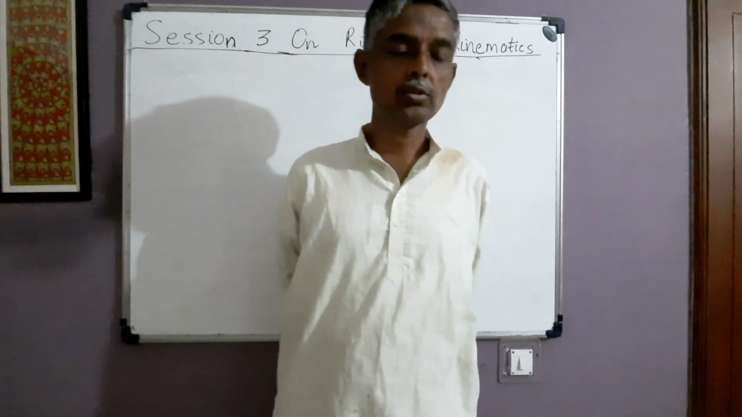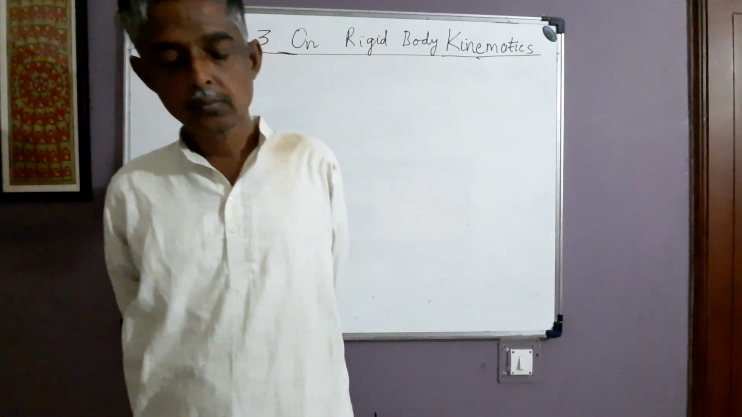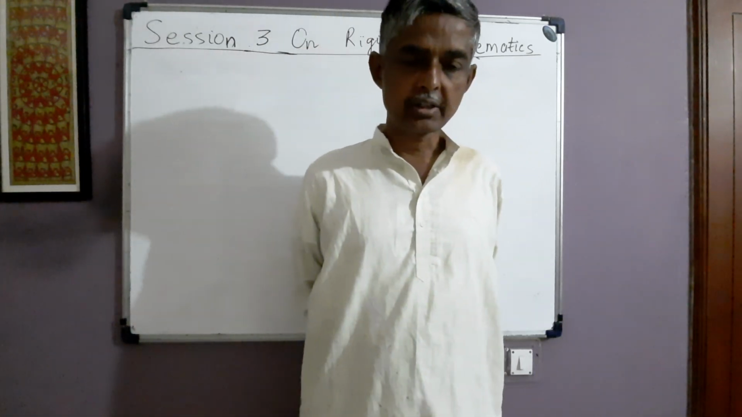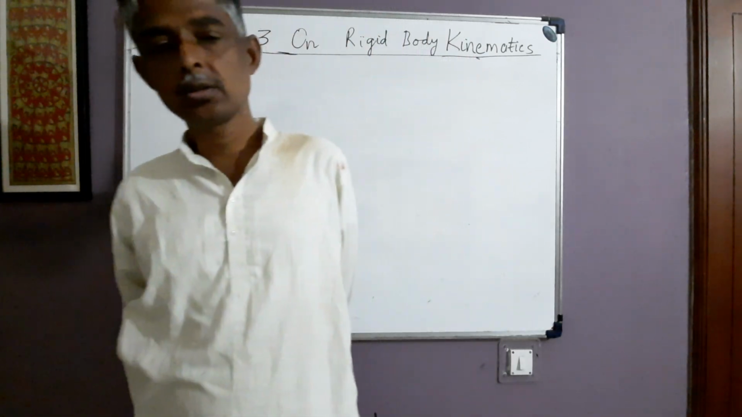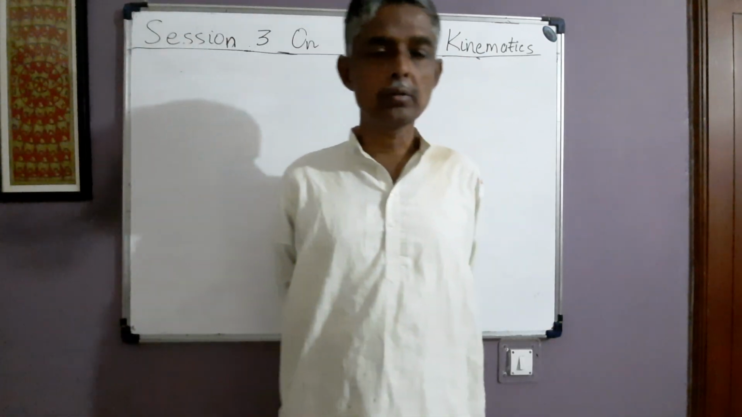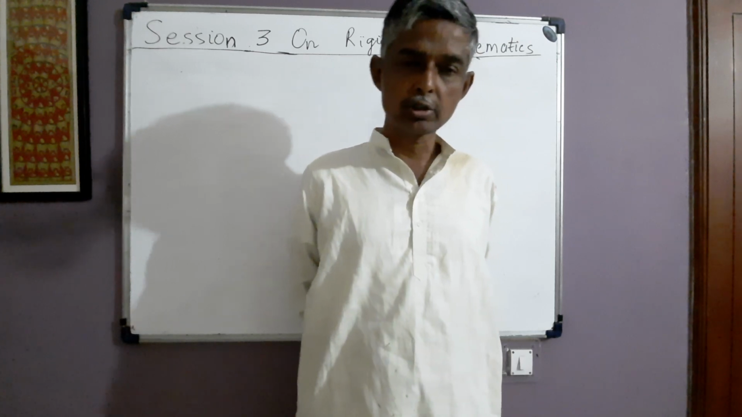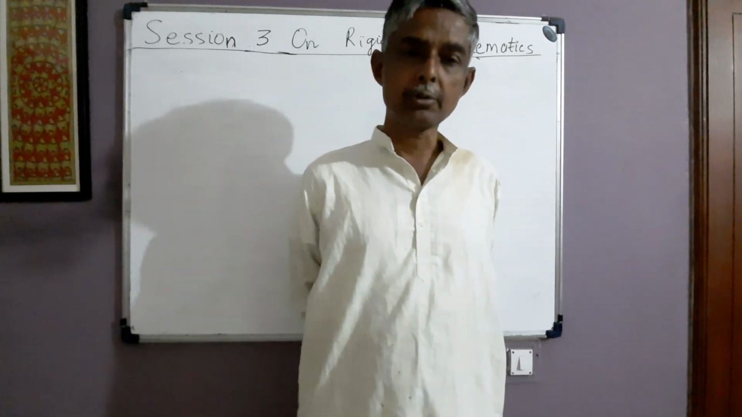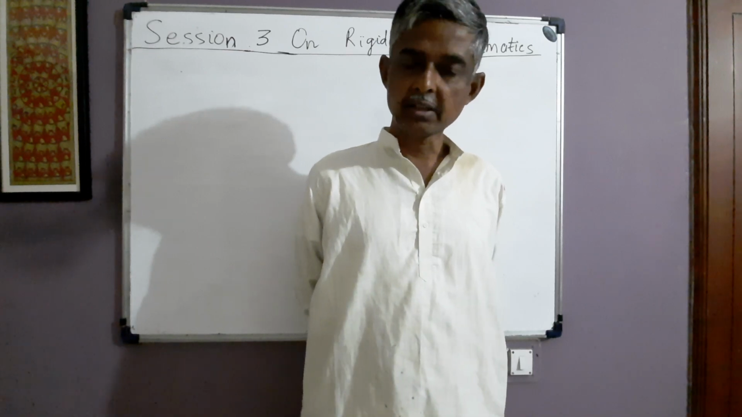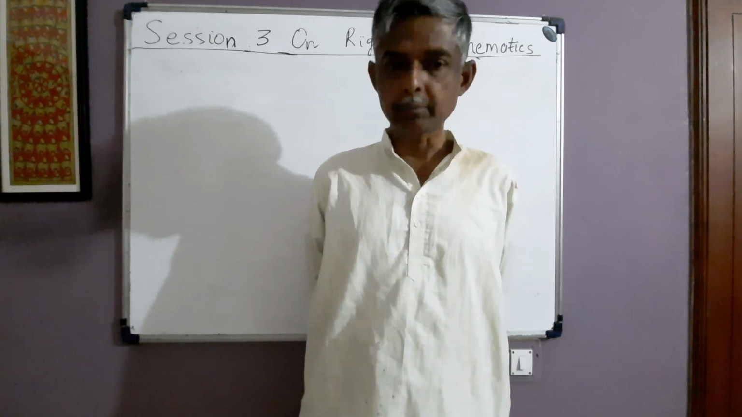So this is the third session on rigid body kinematics, in continuation of the second video on rigid body kinematics. In this session, I'll take up some problems on angular velocity calculation of a rigid body in plane motion using the formula omega equal to relative normal speed by separation, as was discussed in the second video of this chapter.